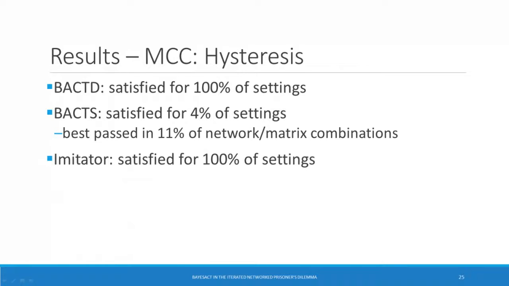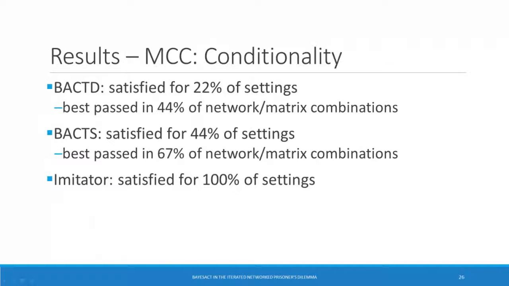And finally, we look at the two parts of Moody conditional cooperation. Spoiler: the imitators are going to do well here. This is what they were built for. BayesACT struggles a little bit. For the hysteresis portion, this is where you are more likely to do the same thing as the last turn. Default agents do really well. Sunny agents do really poorly, interestingly. Looking at conditionality, we see that neither is great. If we look at the best, 44 and 67%, not great, not total write-offs, but somewhere in the middle.